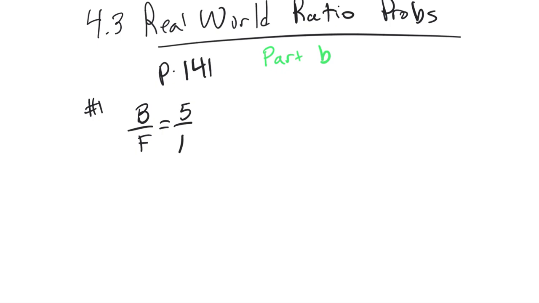Suppose that the number of baseball cards is 950. Find the number of football cards. Well, all we have to do with that one is find the missing number in a ratio, because there's 5 baseball for every 1 football. And what am I doing to go from 5 to 950?